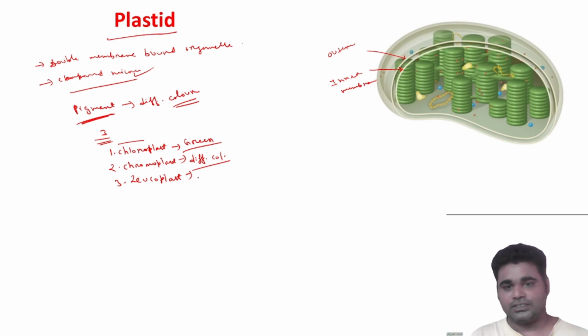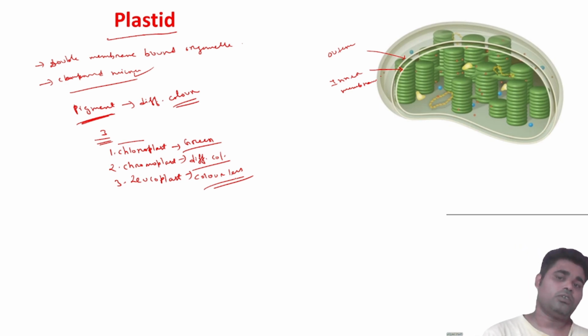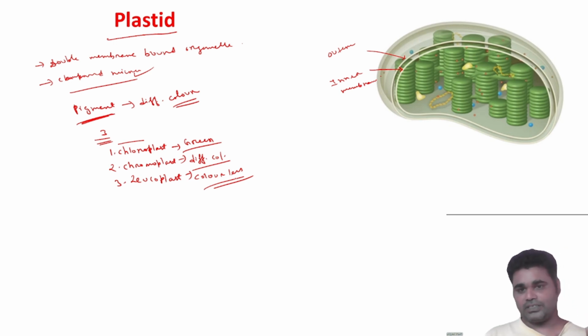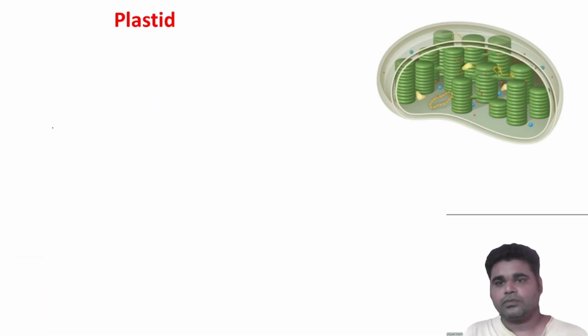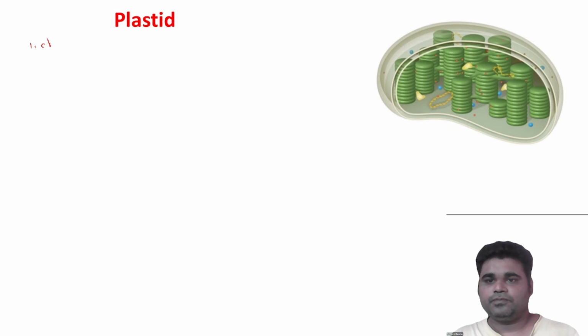And the leucoplast is the colorless plastid. So on the basis of color, the plastids are divided into three parts: chloroplast, chromoplast, leucoplast. Chloroplast provides the green color, chromoplast provides different colors, and leucoplast is a colorless plastid. So now come to the first part, that is the chloroplast.